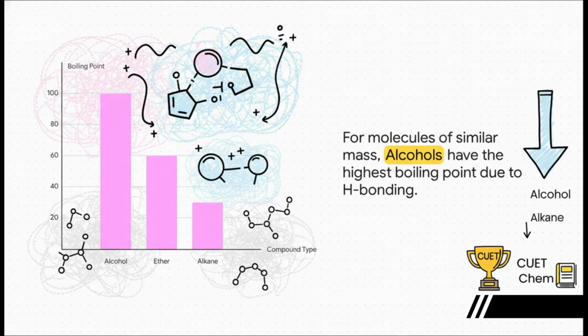When you have molecules of about the same size, alcohols have the highest boiling point. Why? It's all about hydrogen bonding. Those alcohol molecules can hold on to each other really tightly. Now, ethers, they're in the middle. They're polar, yeah, but they can't hydrogen bond with themselves. That makes a huge difference, dropping their boiling point. And then you have the alkanes, totally nonpolar at the very bottom. So just burn this into your brain. Alcohol is greater than ether, which is greater than alkane, always.